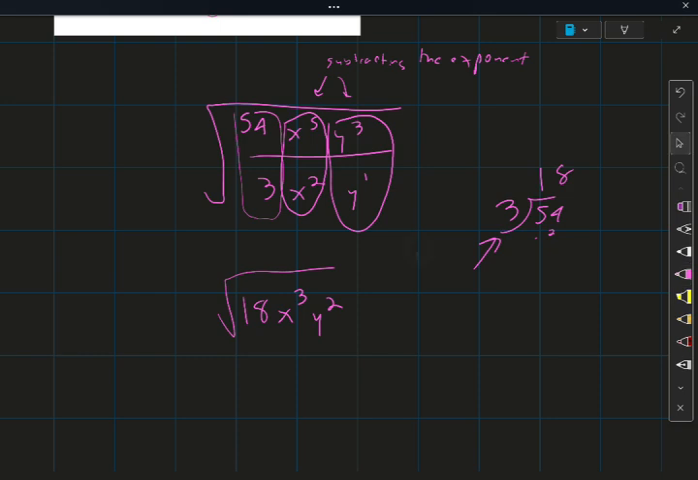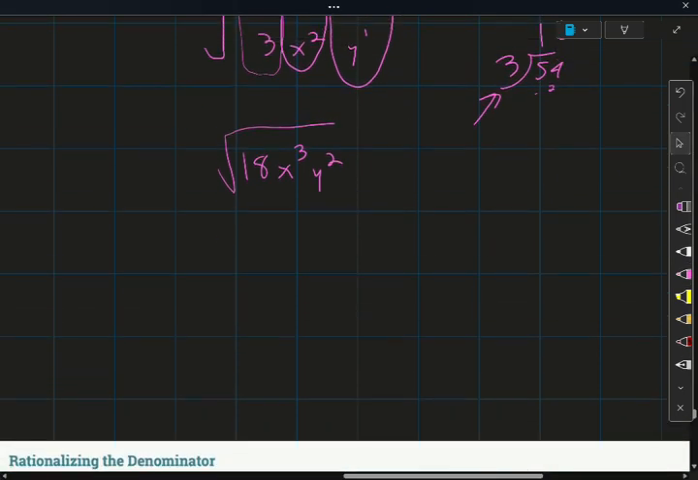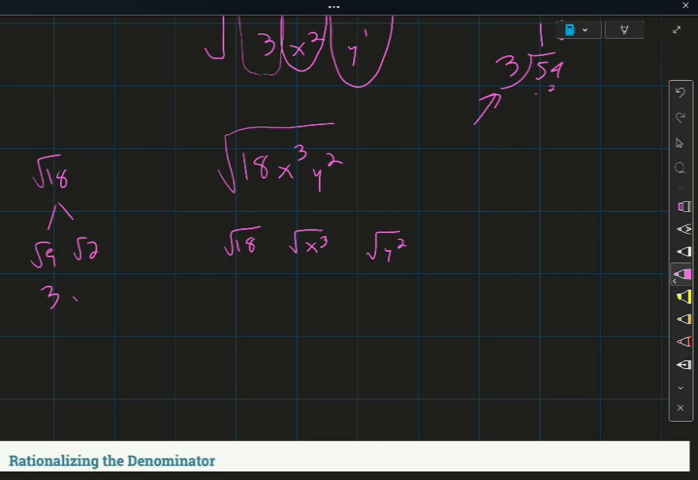All right, so we have the square root of 18x cubed y squared. Let's separate this out. No problem. The square root of 18, I know, is root 9 times root 2, which is 3 root 2. So I'm going to write down 3, and then over here I'm going to write root 2. So that one is done.